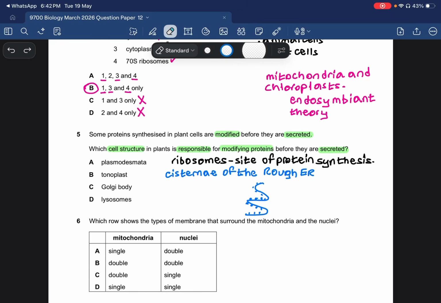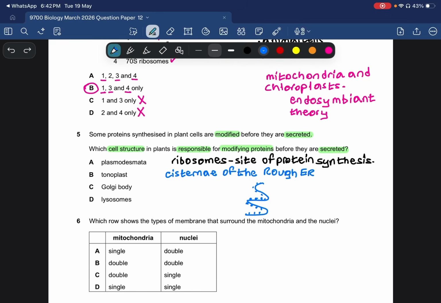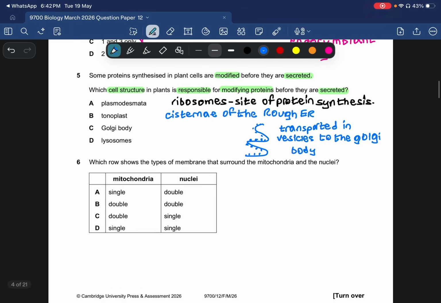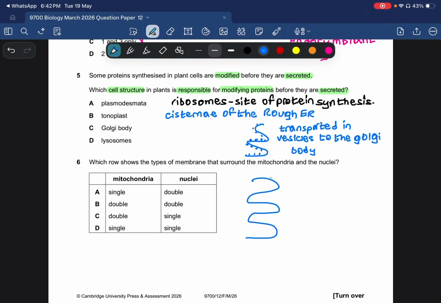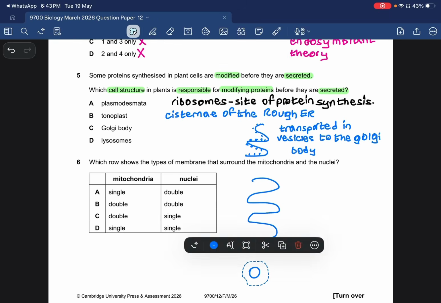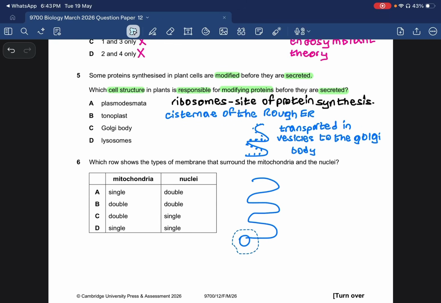So, how do we make it functional? Once the proteins are made by these ribosomes, these proteins, which are not yet functional, are transported in vesicles to the Golgi body. Now, what's a Golgi body? A Golgi body is pretty similar to an endoplasmic reticulum in the sense that it also has cisternae. Cisternae are basically flattened sac-like structures, but they do not have any ribosomes on them. Now, the vesicle, which came from the rough ER, moves and then fuses with the Golgi body.